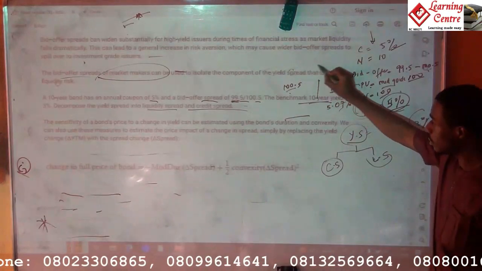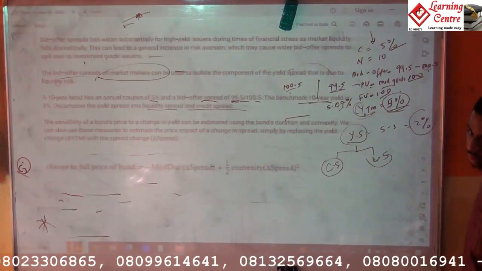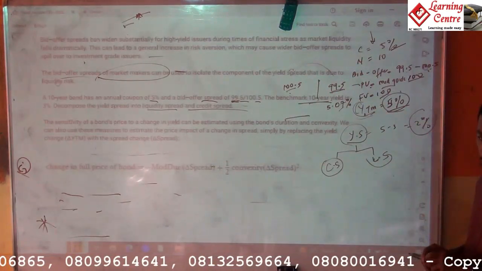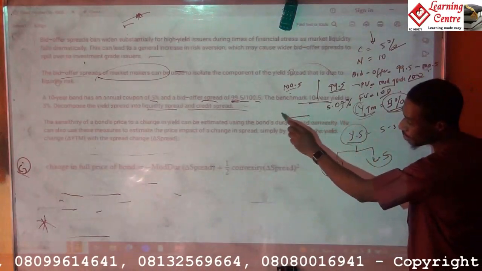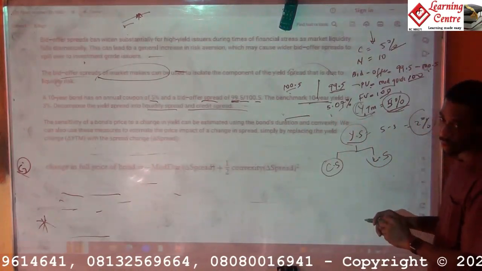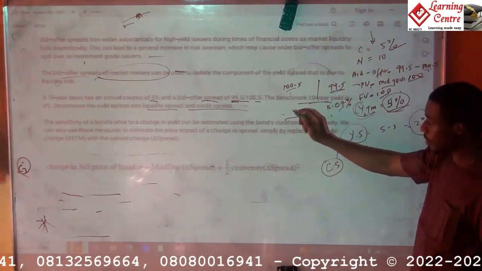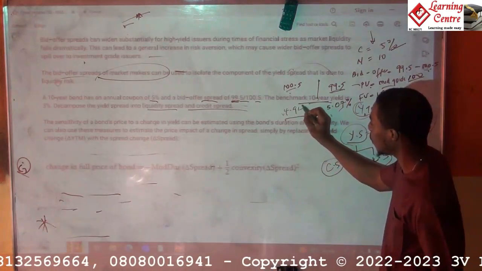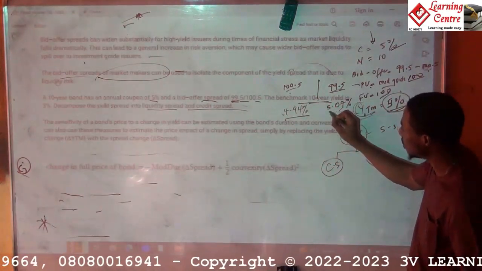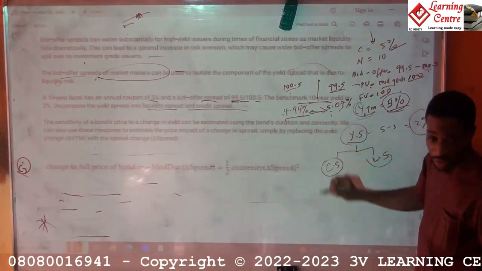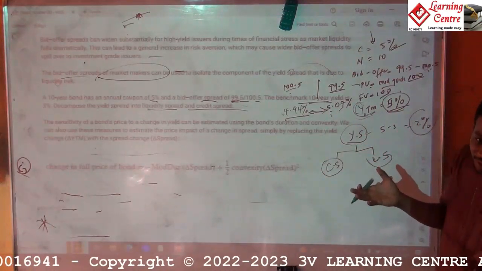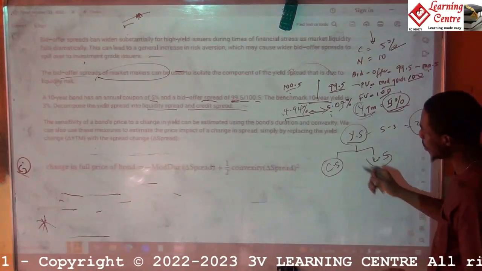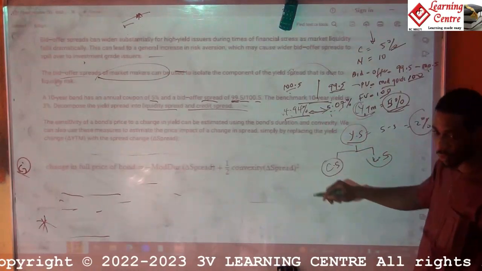The difference between these two yields, 4.94 at 100.5 and 5.27 at 99.5, will form our liquidity spread. That is what the dealer is asking us to pay. So what's the difference between 5.27 and 4.94?